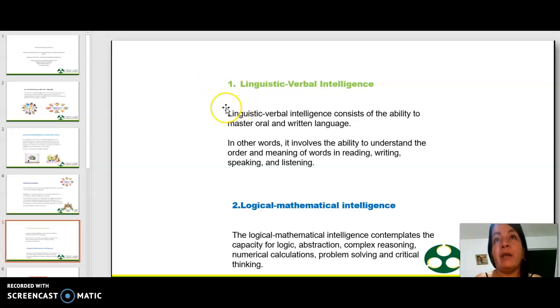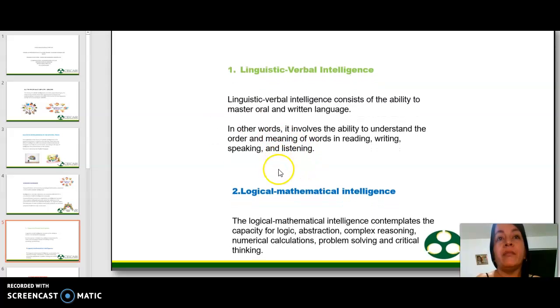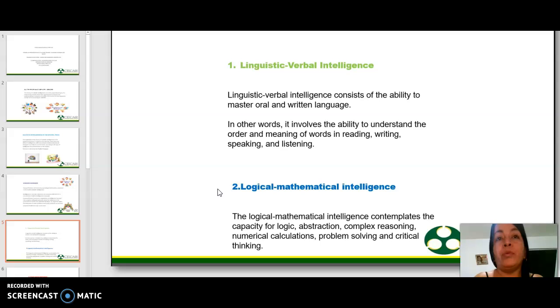1. Linguistic verbal intelligence. Linguistic verbal intelligence consists of the ability to master oral and written language, in the words, in the ability to understand the order and meaning of words in reading, writing, speaking, and listening. 2. Logical mathematical intelligence. The logical mathematical intelligence contemplates the capacity for logic, abstraction, complex solving, numerical calculation, problem solving, and critical thinking.